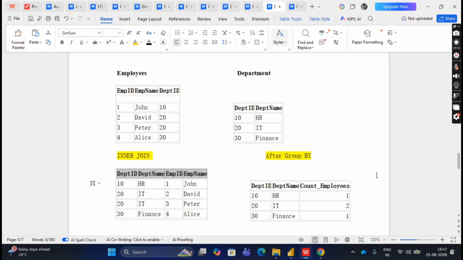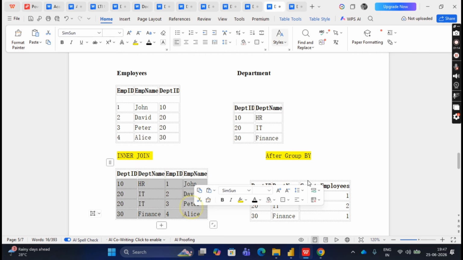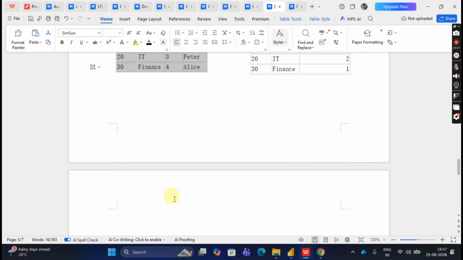Similarly, the second row of the department table matches with two rows of the employees table, David and Peter. That's why for department ID 20 we get two rows, for David and Peter. And for department ID 30, we get one value, which matches with the employee Alice. So this is how the resultant table will look after the inner join.